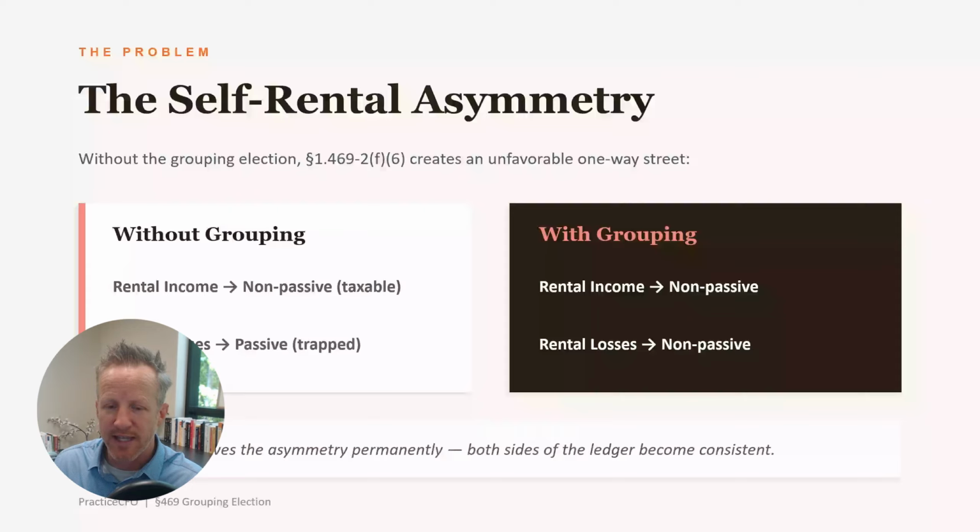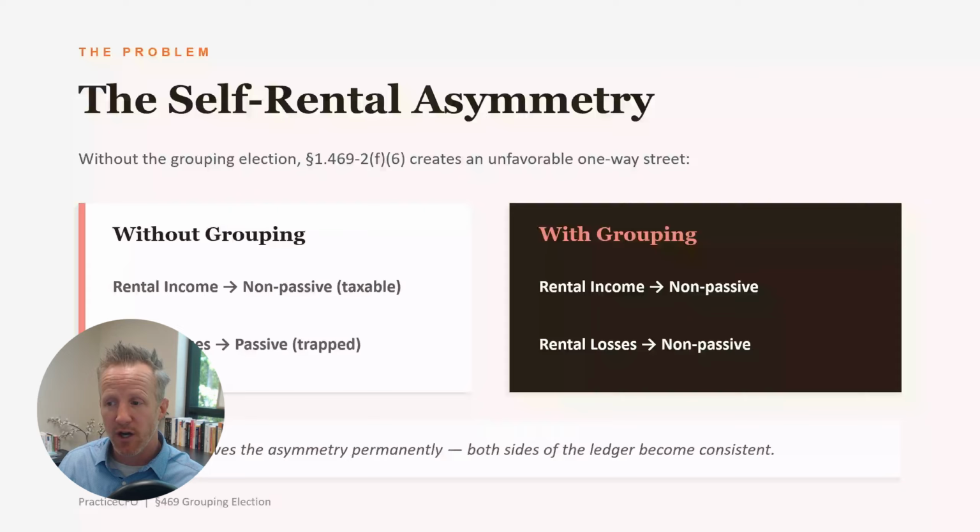Why? Because they're characterized differently. The rental income from the duplex is passive income, or in this case, a passive loss. The income in your building LLC is, and that's the operative word, non-passive. And you cannot net non-passive income against passive losses. They have to be characterized the same.